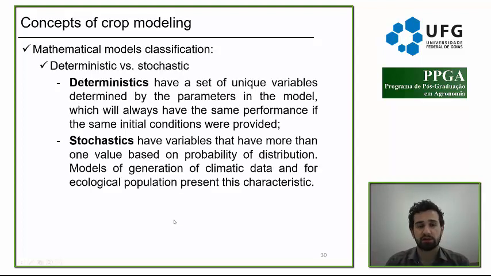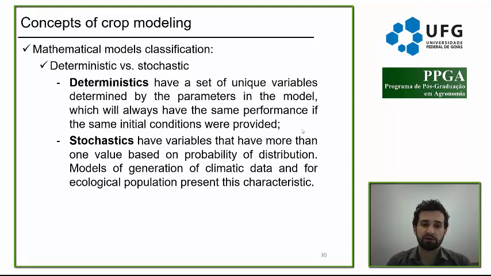We have deterministic and stochastic models. Most crop growth models are deterministic: they have a set of unique variables determined by the parameters in the model, and will always have the same performance if the same initial conditions are provided. For example, if I make a simulation using DSSAT here on my computer, and you use the same model to make the same simulation using the same version and the same input information, you're going to get the same result. This is a deterministic model.